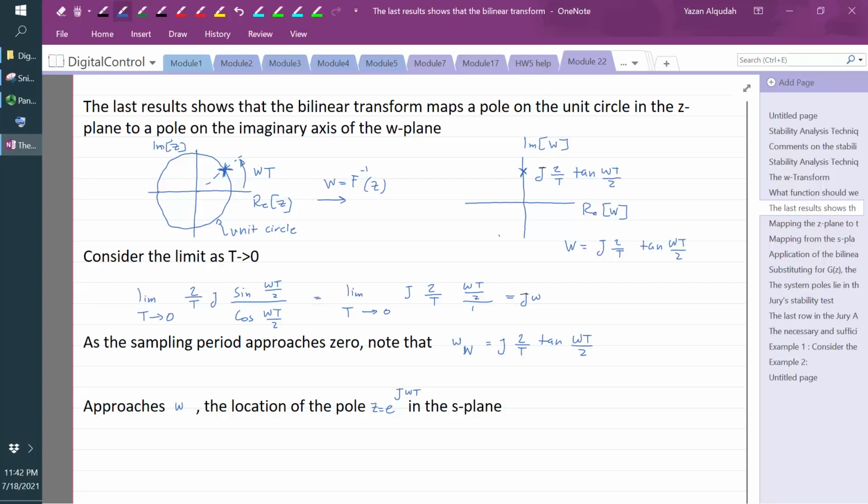So therefore, as the sampling period approaches 0, we're going to get omega that is equal to j 2 over T tan omega T over 2, and that is the location in the w plane.